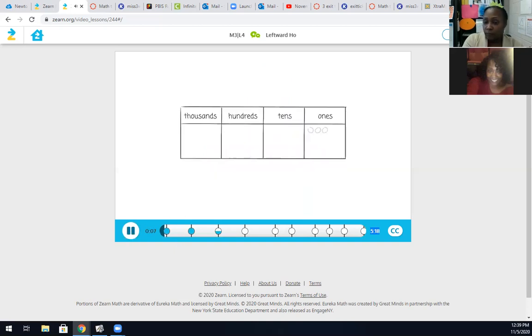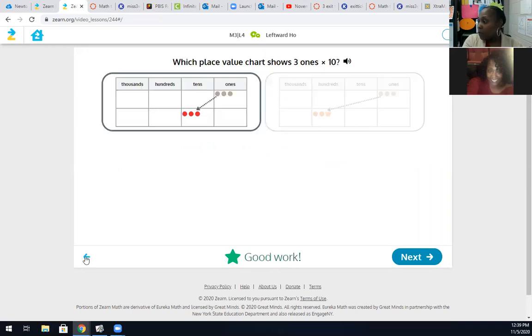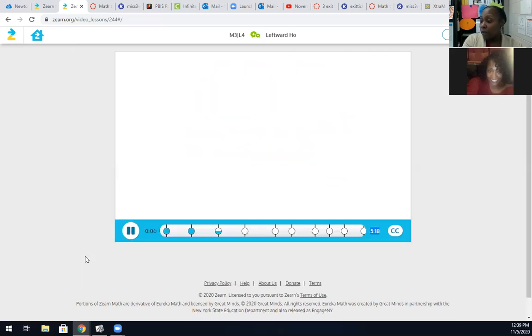How many ones do you see? Okay, guys, this is really simple. We can see how many ones. Oh, wait, what did it take us to? I think it just skipped us all over the place. Let's go back.